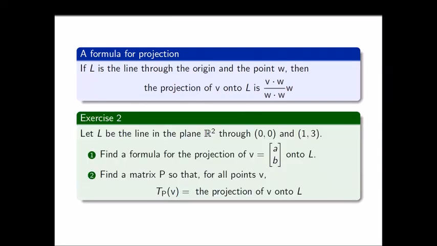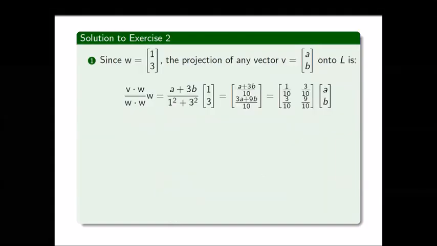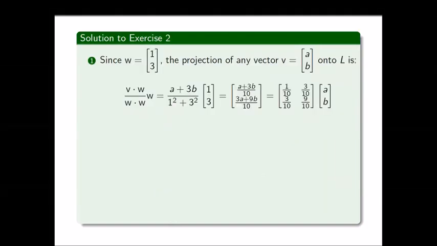We're given a line L in the 2-dimensional plane, and that passes through the points (0, 0) and (1, 3). First, we want to find a formula for the projection of any vector given by entries A, B onto L. And then we want to find a matrix P that corresponds to the projection onto the line L. Since W is the vector given by entries 1, 3, the projection of any other vector V with entries A and B onto L can be computed in the following manner.